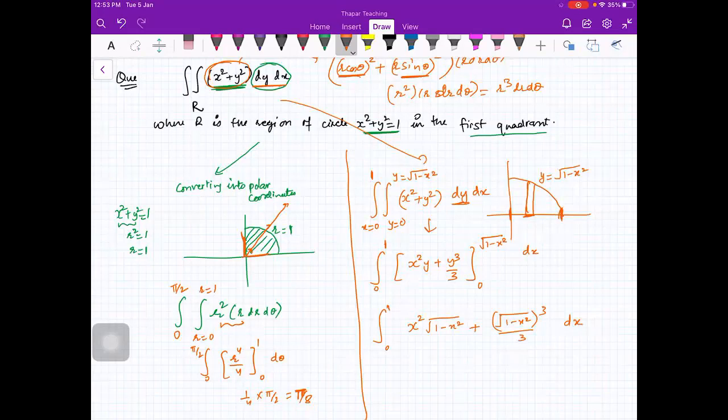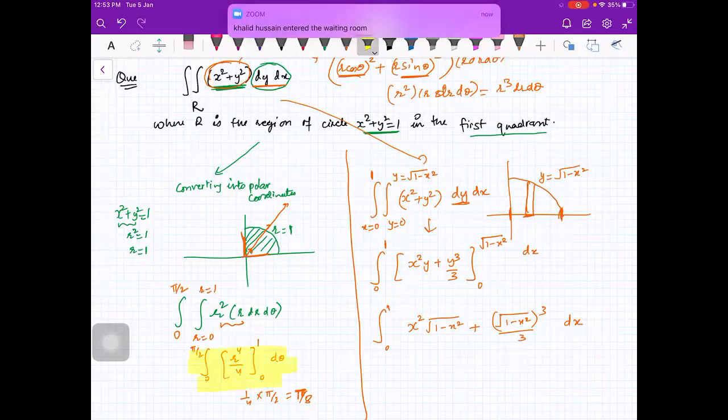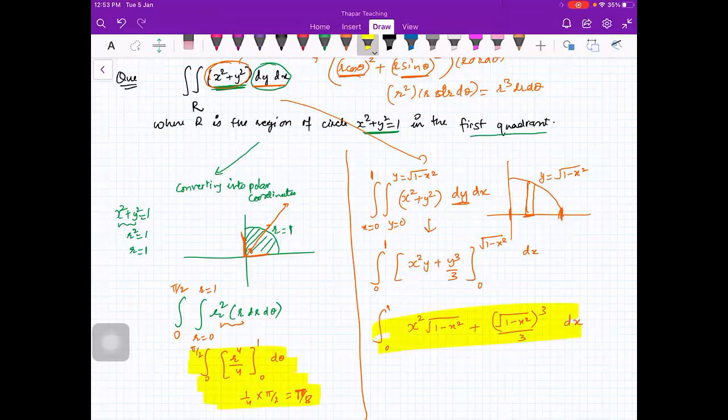Can you see? This is the benefit if you convert it into polar coordinates. You very easily get your answer. So it is sometimes very convenient to convert the given integral into polar coordinates.